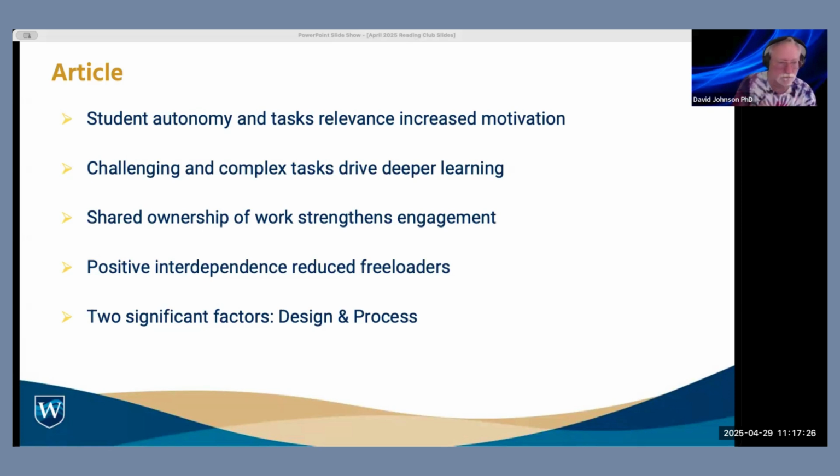Were you going to say something, Dr. Johnson? Nope. Good. Okay. So in terms of the design factors, these were anything that faculty did that increased higher levels of autonomy. Again, adding challenge to specific tasks, making sure that you had real world application in your tasks.